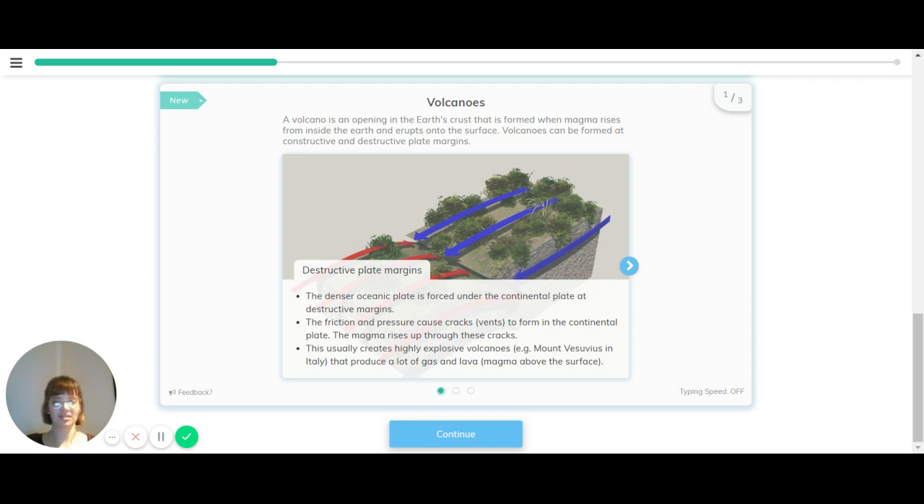Destructive plate margins: the denser oceanic plate is forced under the continental plate at destructive margins. This is also known as subduction. The friction and pressure then cause cracks to form in the continental plate, and the magma rises up through these cracks. This usually produces lots of highly explosive volcanoes, an example of which is Mount Vesuvius in Italy, otherwise known as the eruption that happened in Pompeii, and these produce a lot of gas and lava. Now, lava is just another way of saying magma. They are different things. Lava is magma above the surface, and magma is below the surface of the Earth.